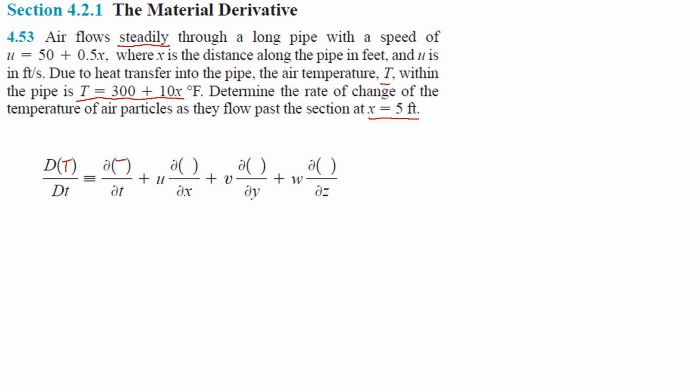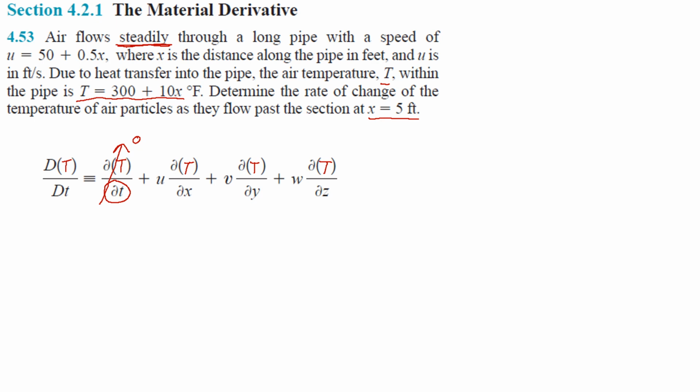Now we are going to put values for our temperature. So in this particular case, airflow is steadily moving through a long pipe with the speed of this. So this is a steady flow. So again, all the terms that incorporate the change with respect to time will be equated to 0, because again it is a steady flow problem. So the rate of change of this particular parameter with respect to time will be equated to 0.